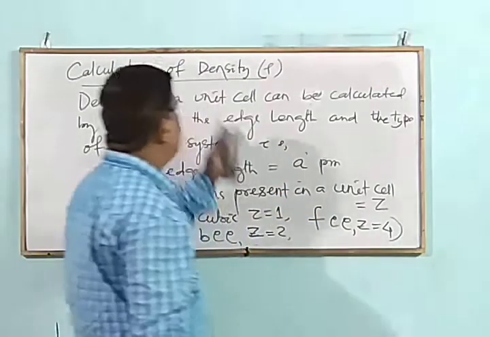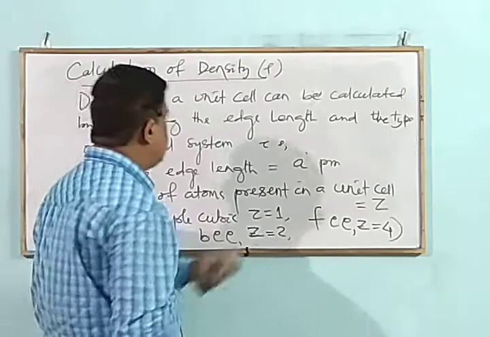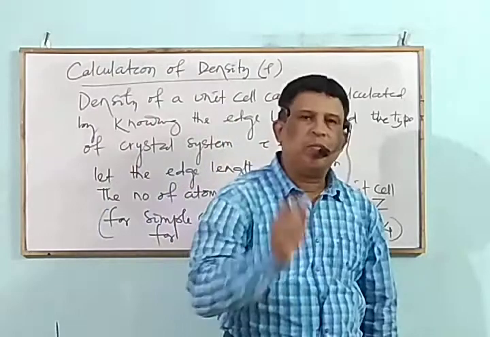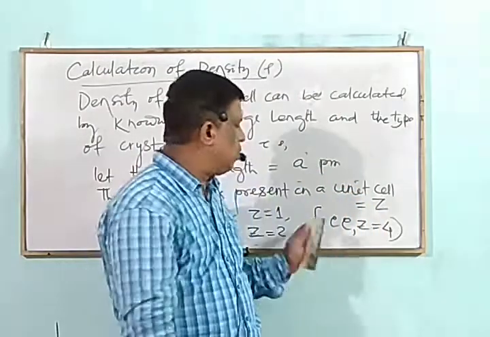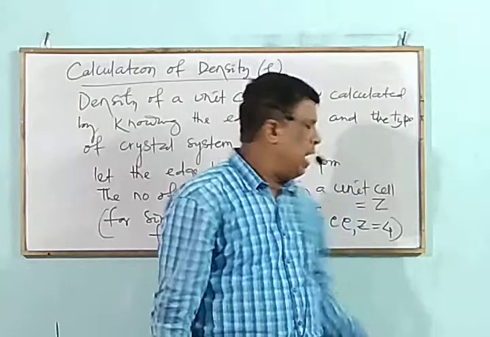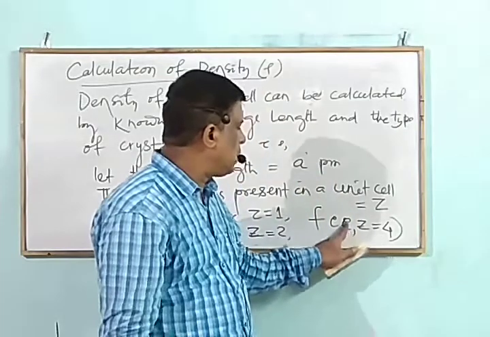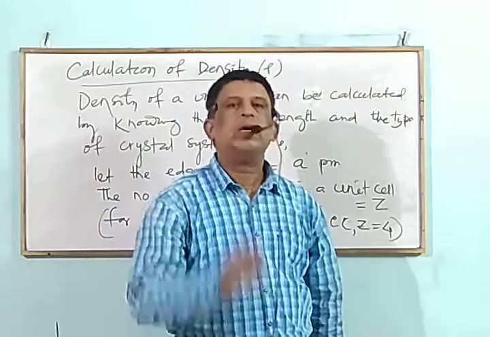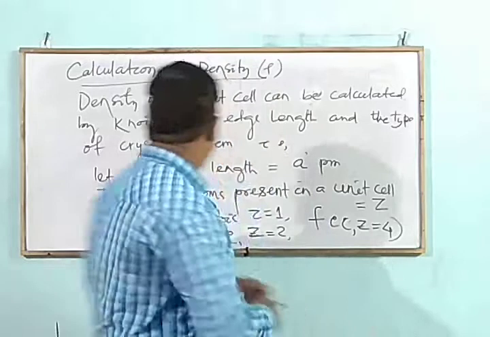That's why the calculation of density depends upon the arrangement. We have to remember, if it is a simple cubic crystal, then Z is equal to 1. If a body-centered cubic crystal, Z is equal to 2. And in case of face-centered cubic crystal, then Z is equal to 4.